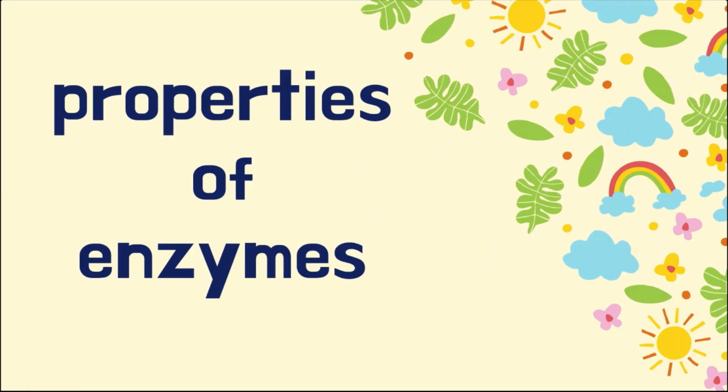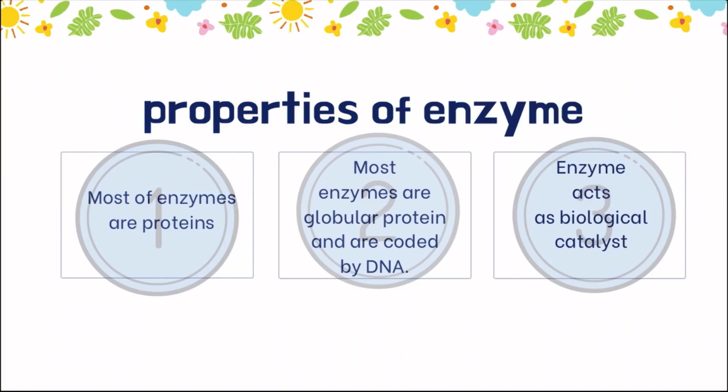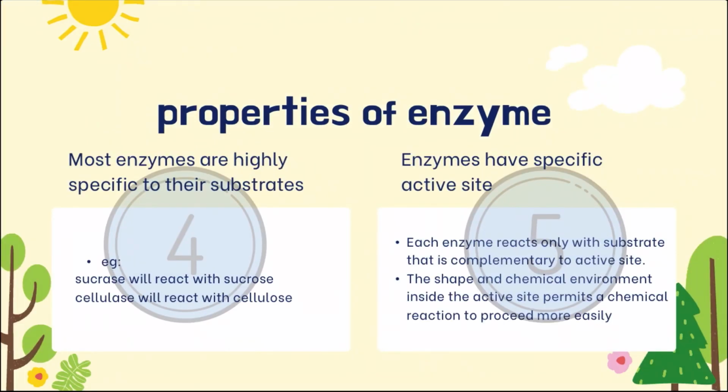Next, let's have a look at the properties of enzymes. Number 1, most enzymes are proteins. Number 2, most enzymes are globular proteins and are coded by DNA. Number 3, enzyme acts as biological catalyst. Number 4, most enzymes are highly specific to their substrates. For example, enzyme sucrase will only react with sucrose.